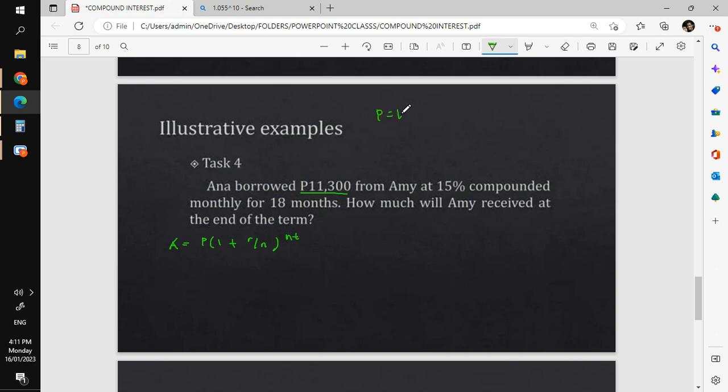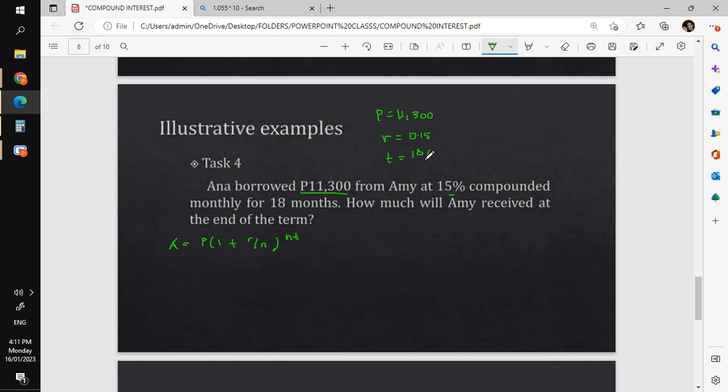Here, the principal amount is 11,300. The rate of interest, that's 15% or 0.15. You have to convert the percentage into its decimal form for you to be able to easily calculate, no? Or to compute for the total amount. Now we have in here the time, that's 18 months.